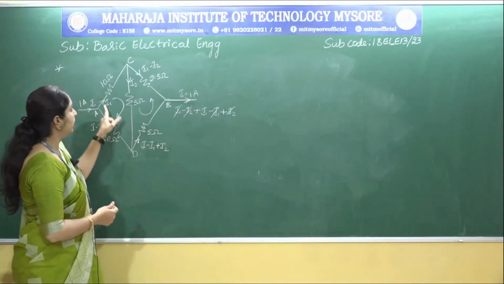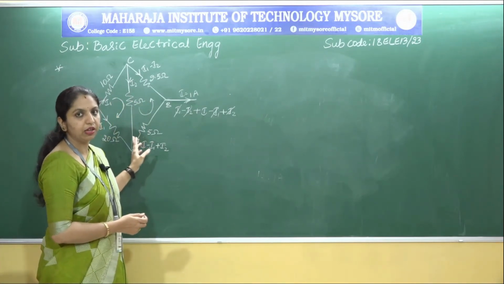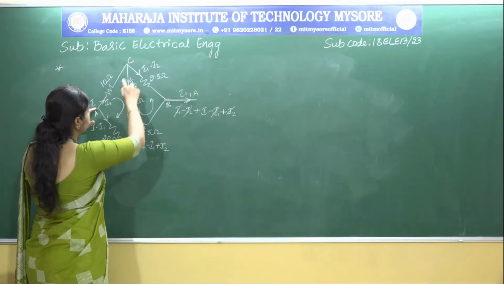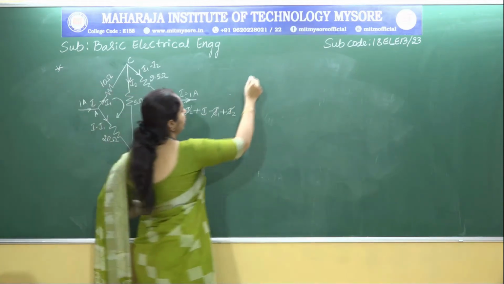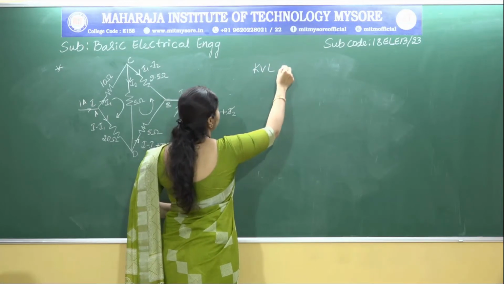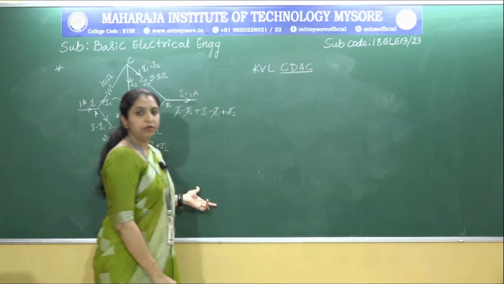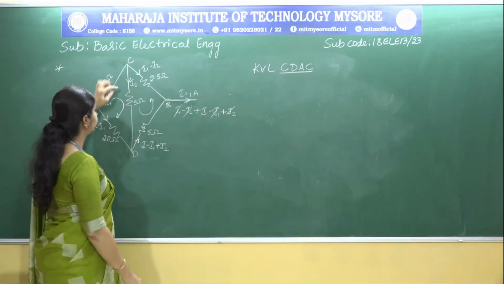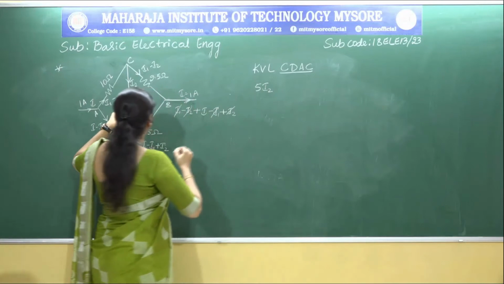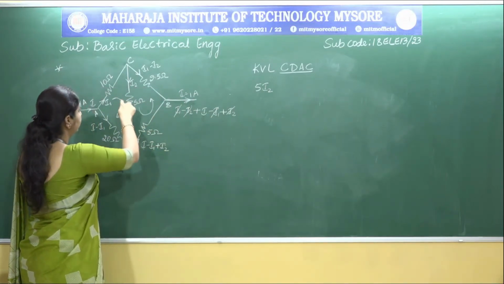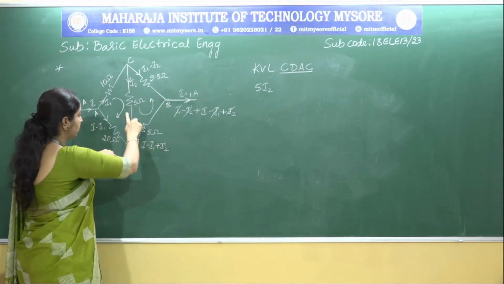Now we need to find these currents, and to find their values we need to apply KVL. Let us apply KVL to this loop first, that is C, D, A, again C. If we apply KVL to this loop, what do we get? 5 into I2. Here we are moving in this direction, and I2 is in the same direction, so we should take positive.